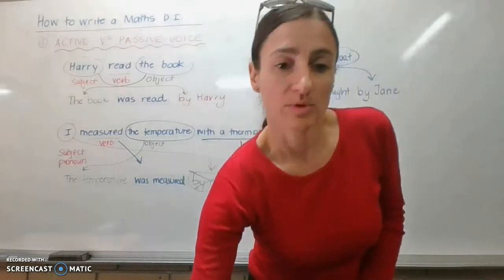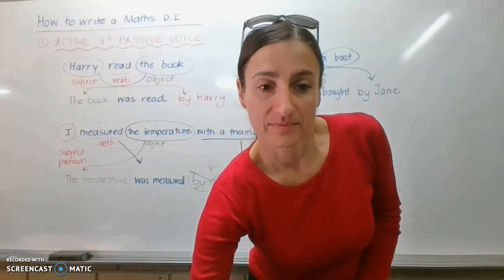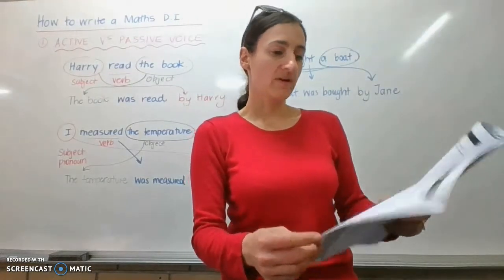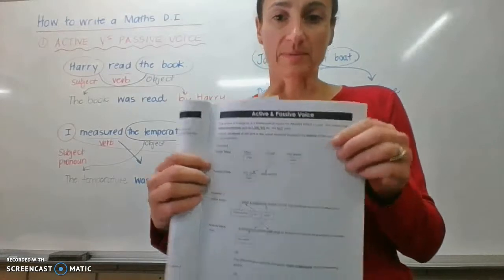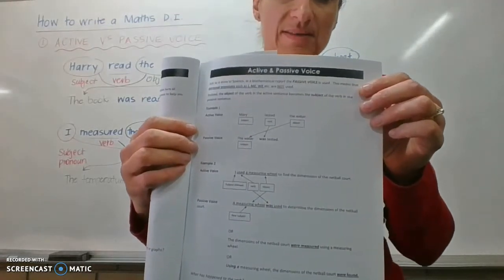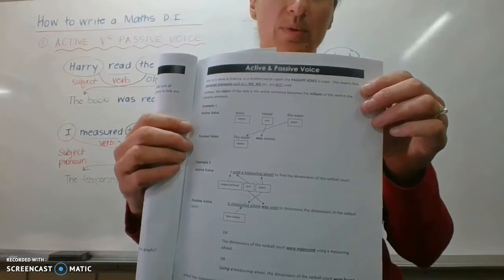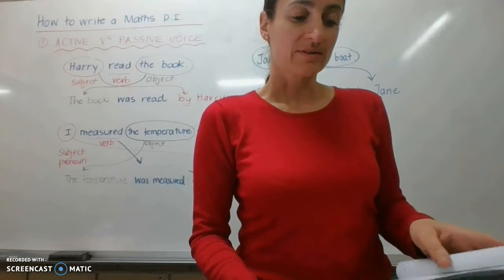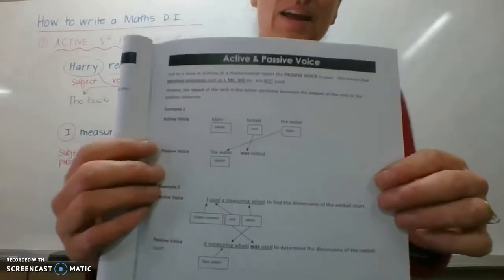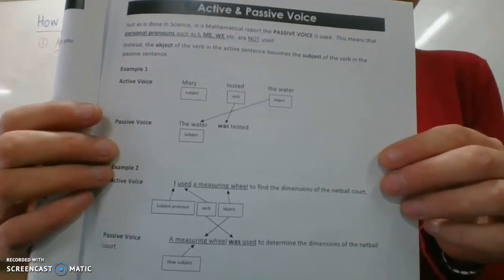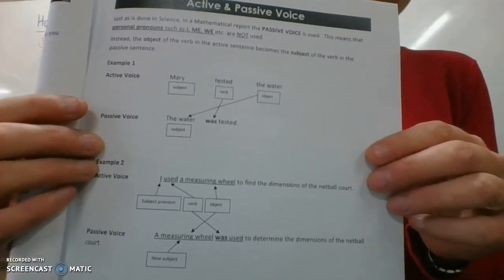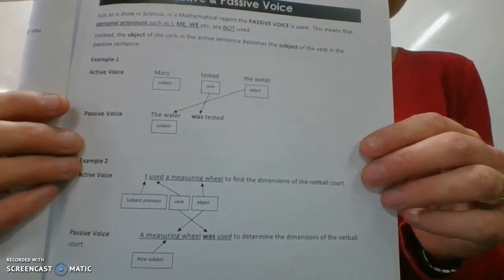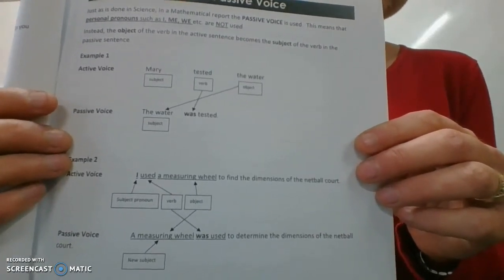If you have a look in your booklet, you'll notice on page 5 there are some diagrams that show you exactly the same process that we just went through on the board. So, the example, the water was tested, has come from Mary tested the water. Mary is no longer important here. What is important is that the water was tested. So the water was tested.